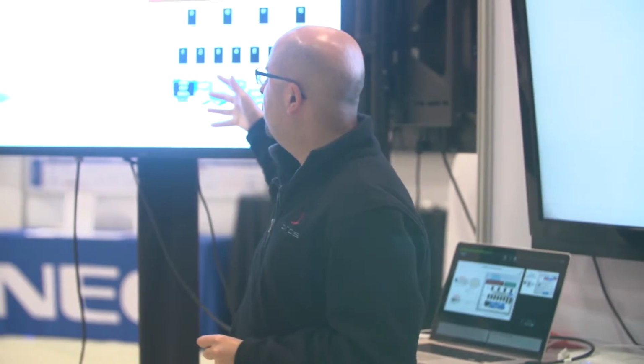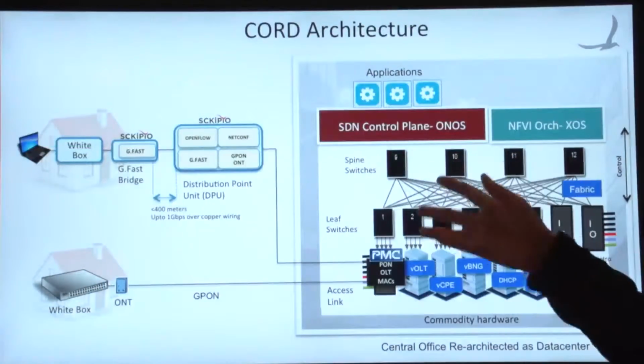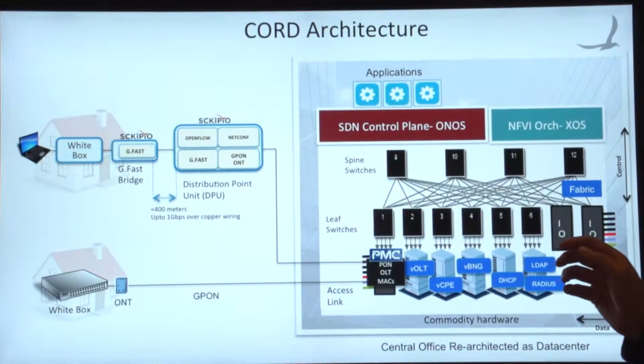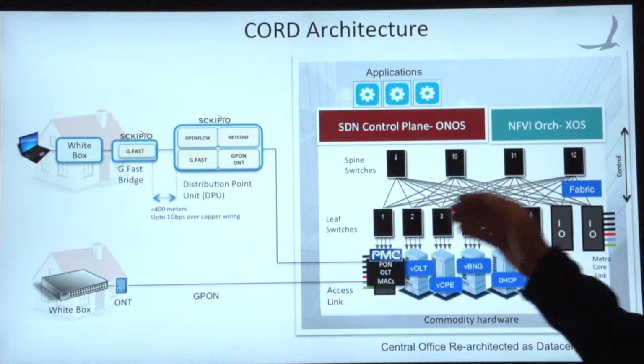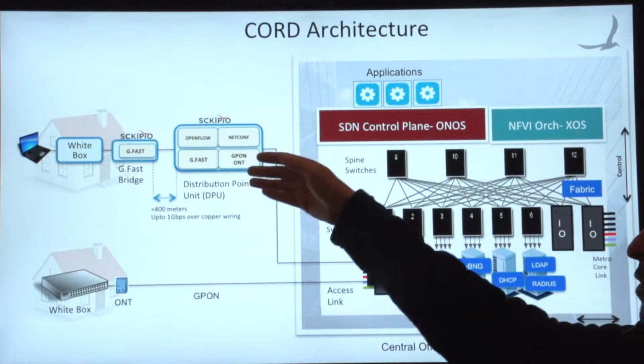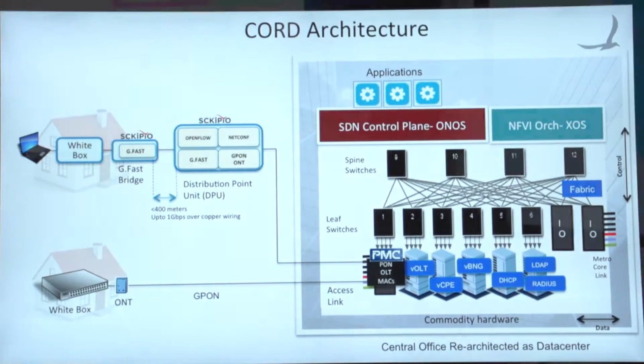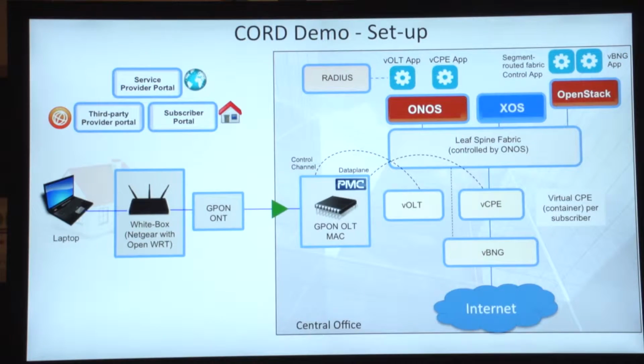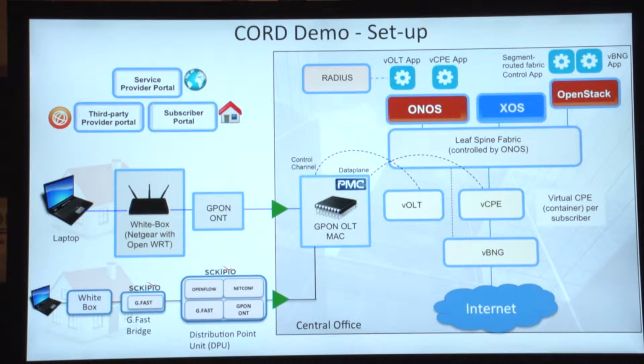And then we have access connectivity into the home or the enterprise. We have an OLT MAC and a G.fast. Both of these are disaggregated in the sense that they are now controlled by OpenFlow, and we can provision rules onto them when the subscriber comes up. So that was the architecture of the demo.